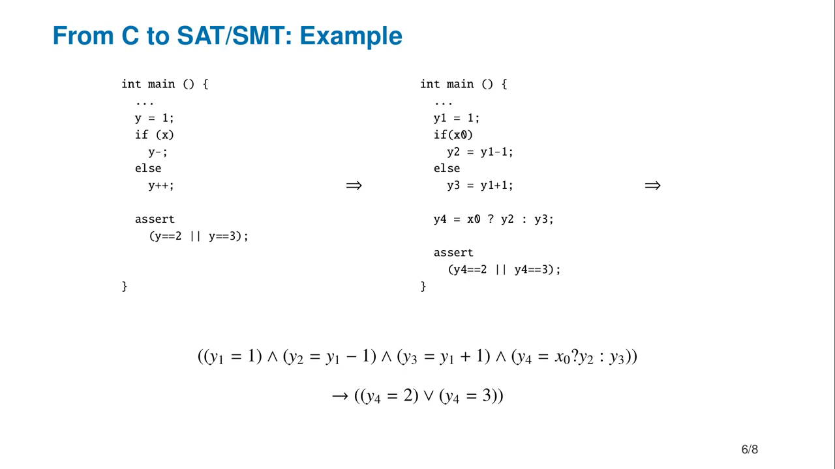Yeah, this now we can directly translate into a formula. We take this: y1 is 1 and y2 is y1 minus 1, y3 is y1 plus 1. Then we have this if-then-else statement, y4 is y2 if x0 is true, otherwise it's y3. And only if this formula can be satisfied, so if we can find an execution of the program such that these constraints we have now introduced are satisfied, then we check the assertion. And this is simply saying y4 is 2 or y4 is 3. So this is a Boolean comparison, the equal symbol here. It's already close to SMT syntax.